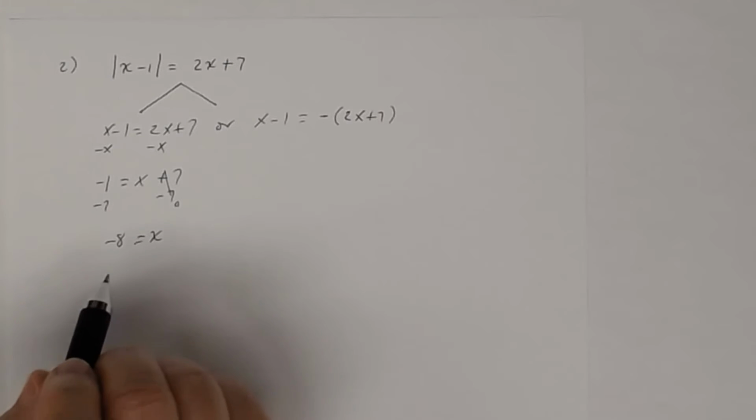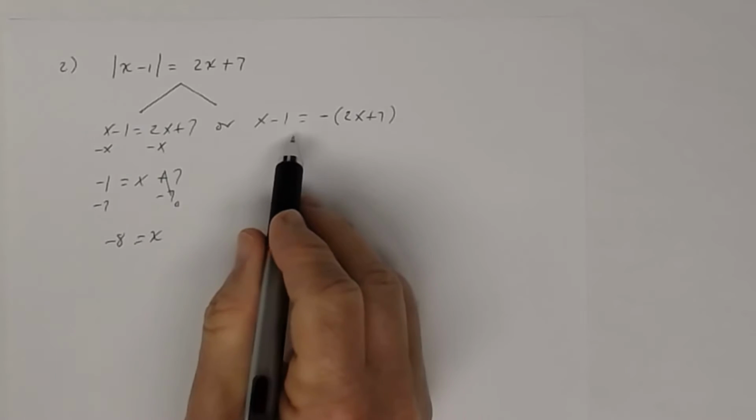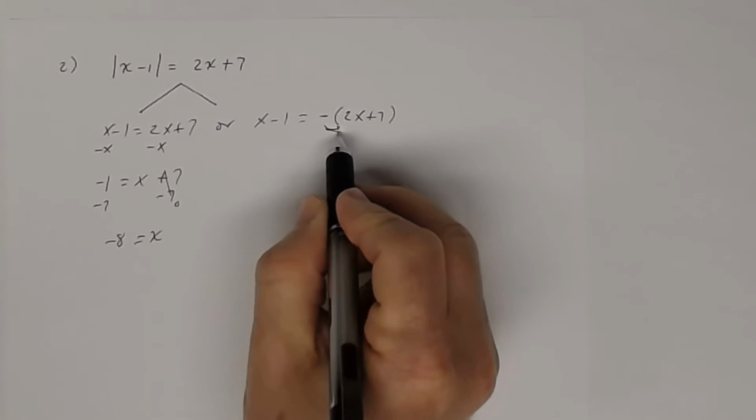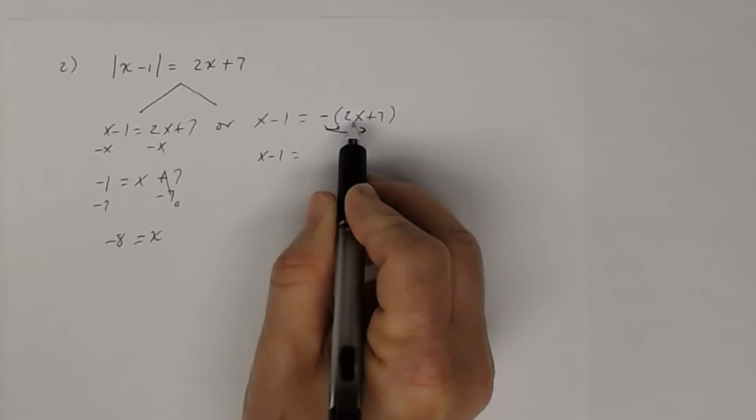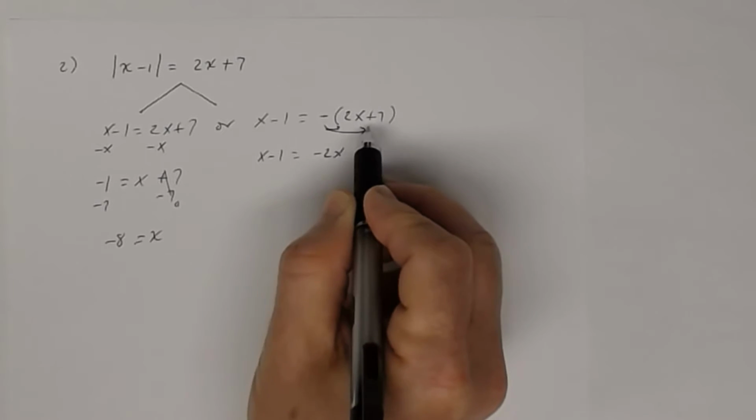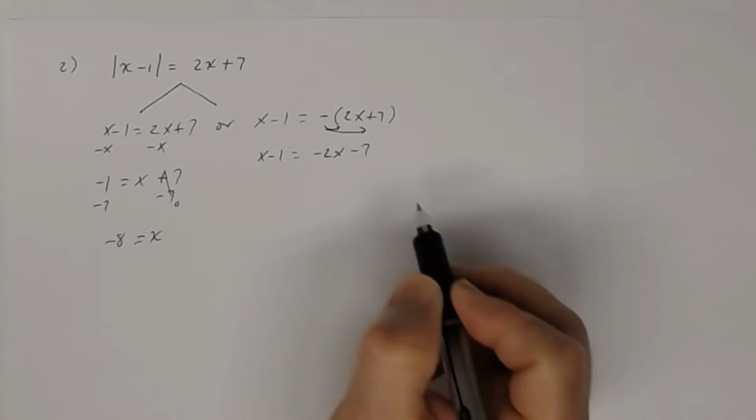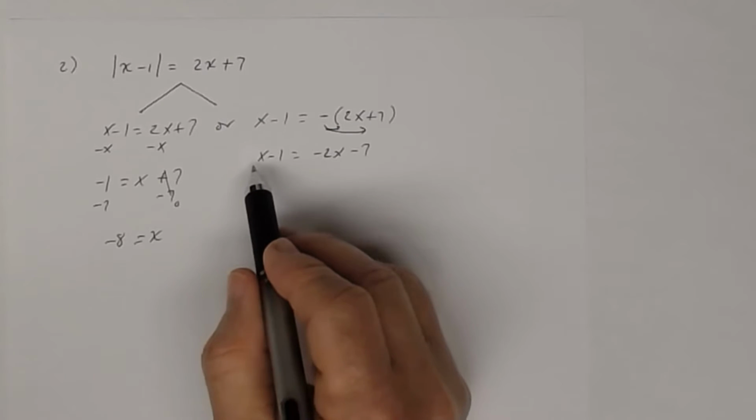Now be a little bit careful. Just go ahead and write what you see here. On this side, I'm going to go ahead and distribute. And so I get x minus 1 equals the opposite of 2x is a negative 2x. The opposite of a positive 7 rather, is a negative 7. All right, now on this case, I'm going to go ahead and bring the variables to the left-hand side.